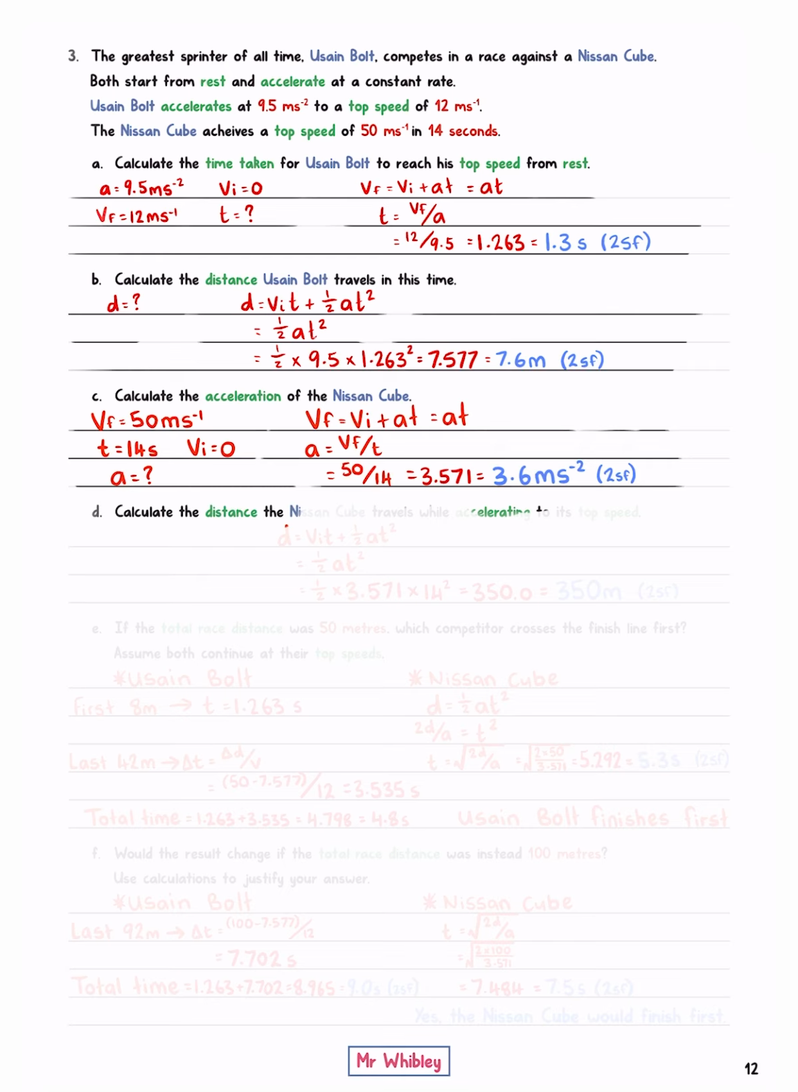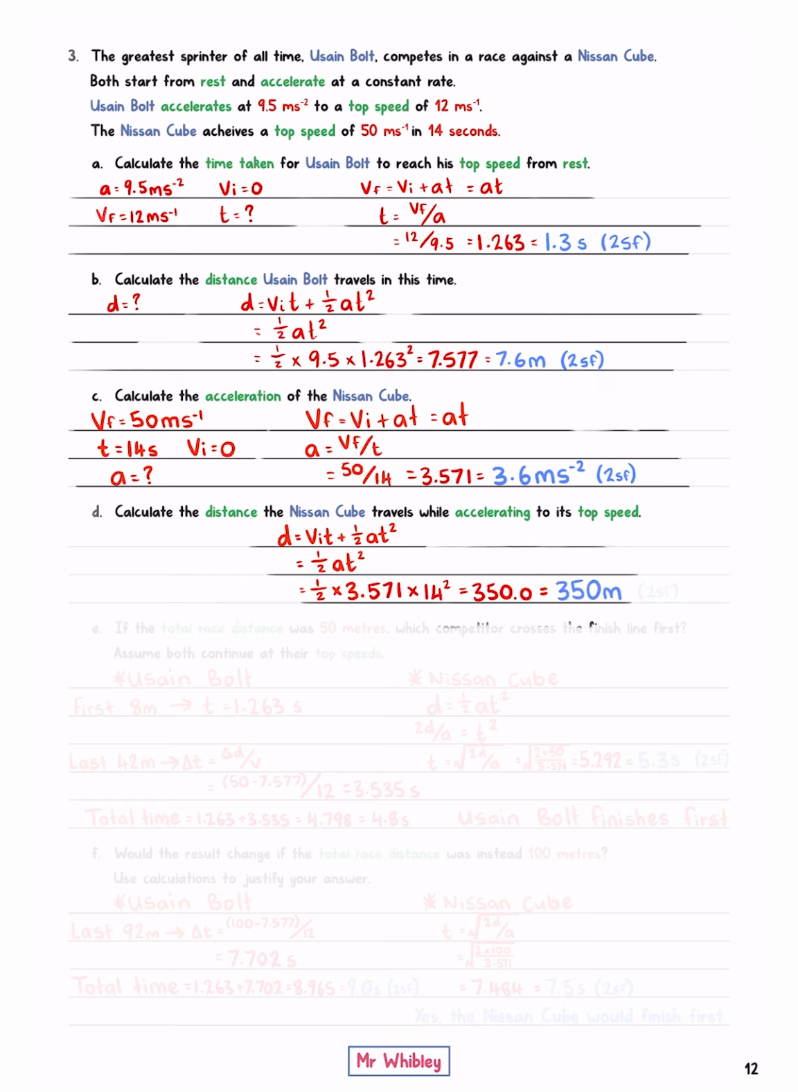Calculate the distance the Nissan Cube travels while accelerating to its top speed. Using our equation for distance, with Vi being 0, putting our numbers in, gives me 350.0 or 350 meters to two significant figures. If the total race was 50 meters, which competitor crosses the finish line first? Assume both continue at their top speeds.